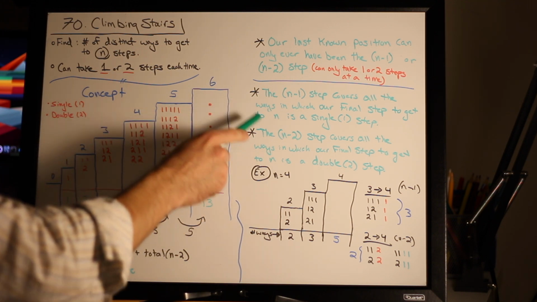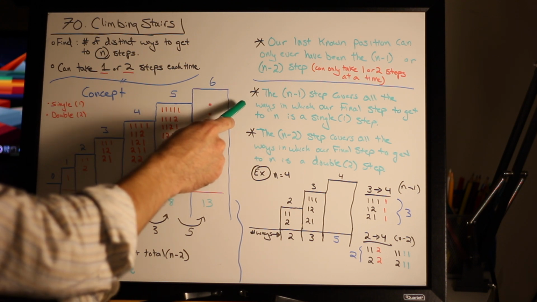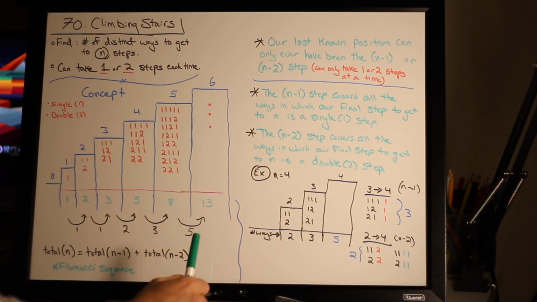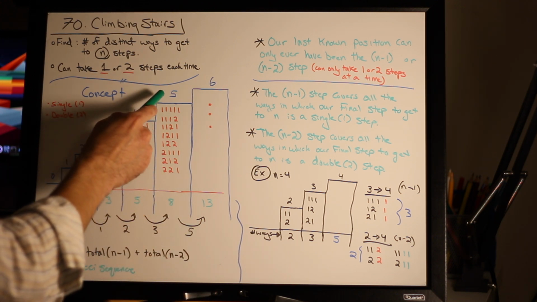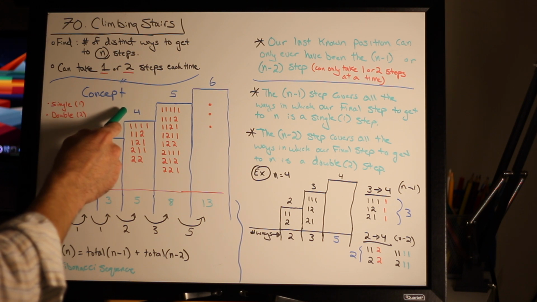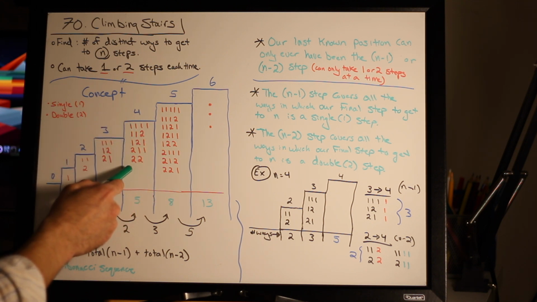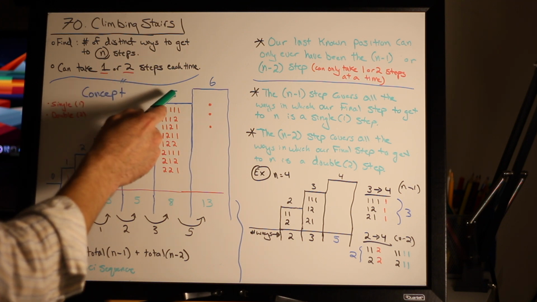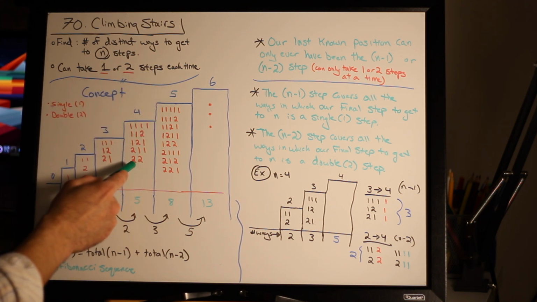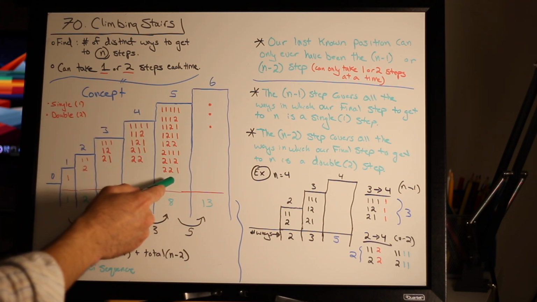So the first, and I'm going to use this example down here to demonstrate, the first principle here is the n minus first step covers all the ways in which our final step to get to n is a single step. I'll demonstrate that real quick here. If n was equal to 5, then the n minus first step is going to be equal to 4. And this should cover all the ways in which our final step to get to n is a single step. So if these are all the ways to get to 4, and I know the only way I can get from 4 to 5 is to take a single step, then all of these ways plus a single final step are a way to get to 5.